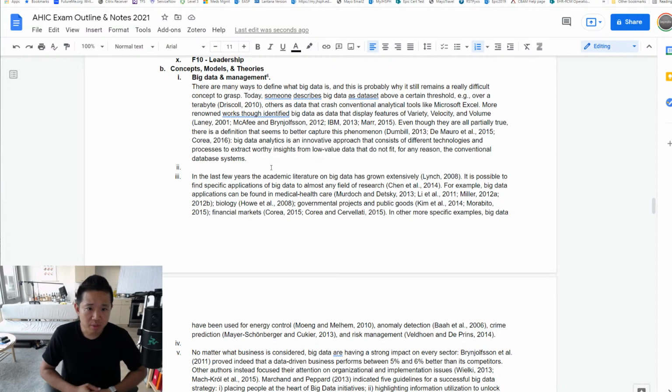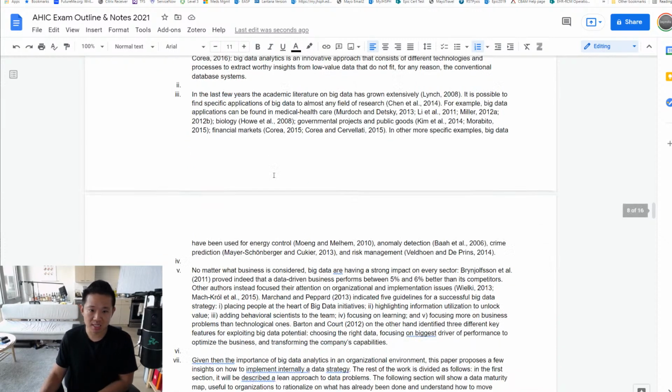Big data management. There are many ways to define what big data is, and this is probably why it still remains a really difficult concept to grasp. Today, someone describes big data as data sets above a certain threshold, over a terabyte. Others as data that crash conventional analytical tools like Microsoft Excel. More renowned works identify big data as data that displays features of variety, velocity, and volume. Even though they are all partially true, there's a definition that seems to better capture this phenomenon. Big data analytics is an innovative approach that consists of different technologies and processes to extract worthy insights from low-value data that do not fit, for any reason, the conventional database systems.